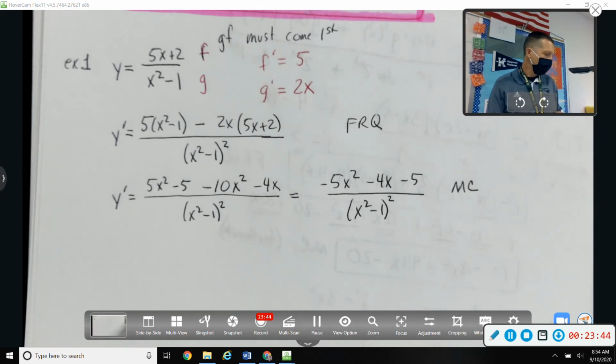So GF prime minus FG prime all over G squared.